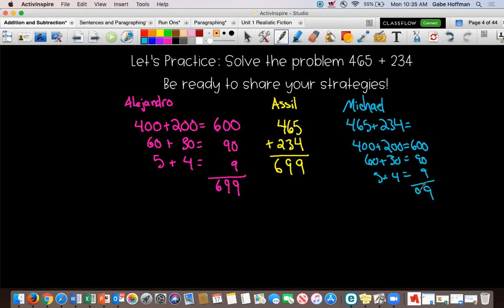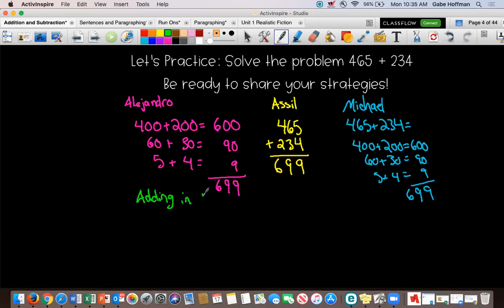So, Michael, as you can see over there, you did the same thing as Alejandro. We call that adding by place. So you added by place value. The one thing I'm going to throw out there that I don't think people have shared yet is you can also add in what we call chunks. So I'm going to show you what that means. I'm just going to write that out to the side, adding in chunks.